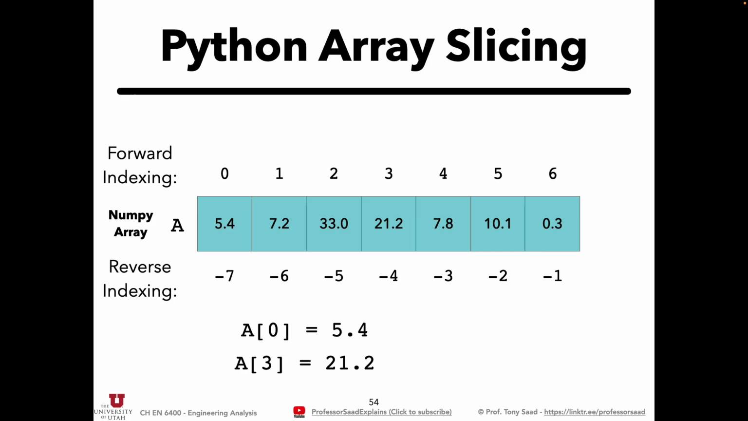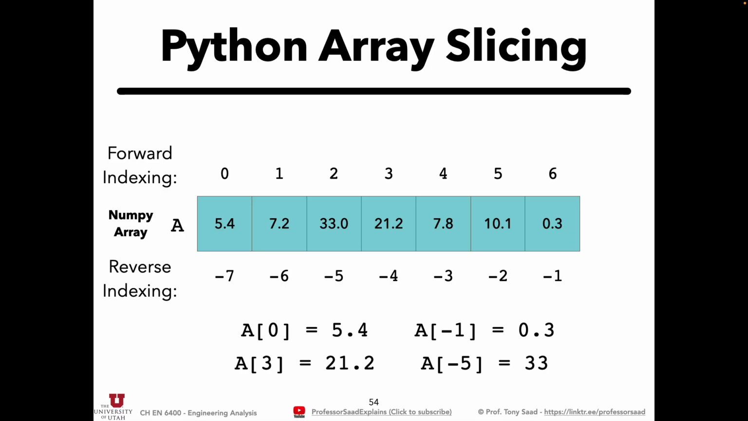Now, because we use 0 for forward indexing, we're going to start at -1 with reverse indexing. So now, A at -1, believe it or not, you put A, open bracket, -1, is going to give you 0.3. Because that's always the last entry in any array at -1. -2 is the second from last. -3 is the third from last, and so on. So A -1 is 0.3. A minus 5 is 33, right? It's this guy here.